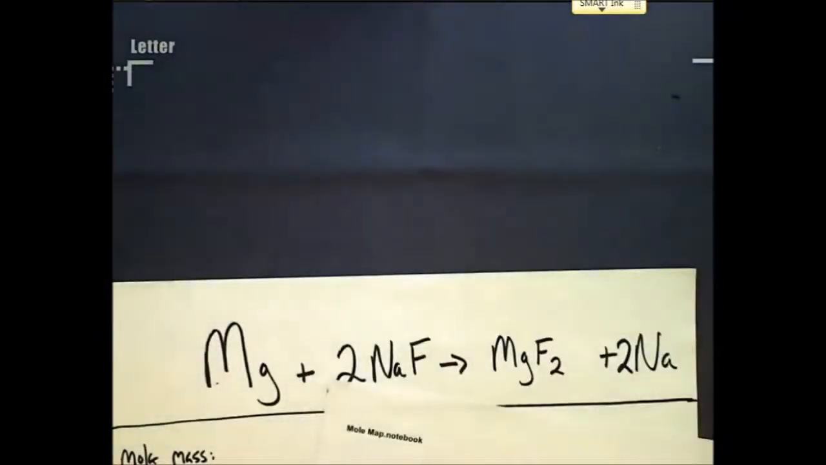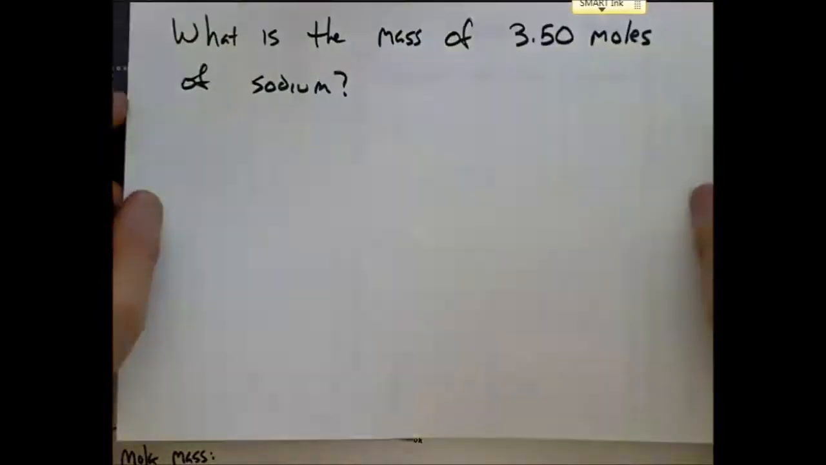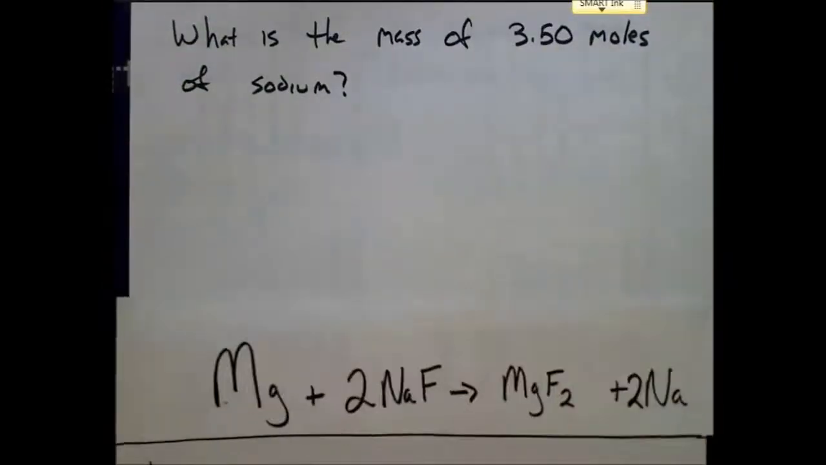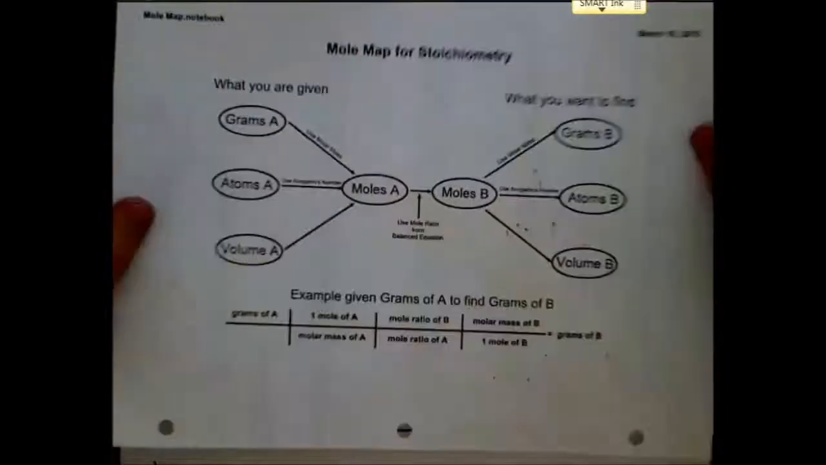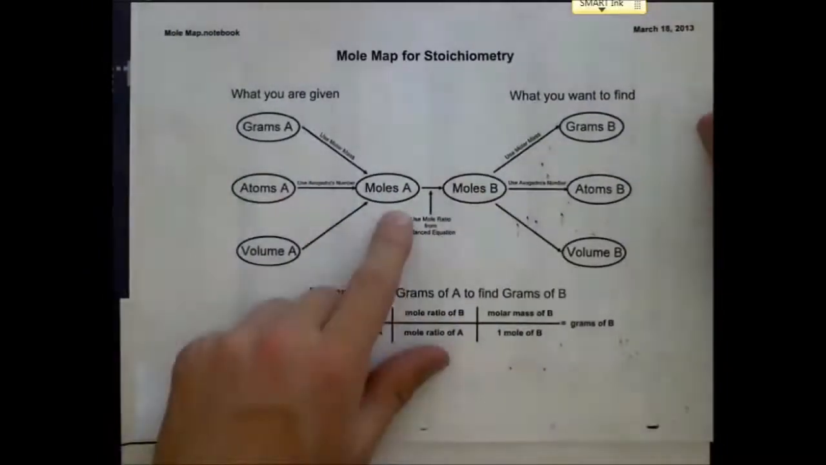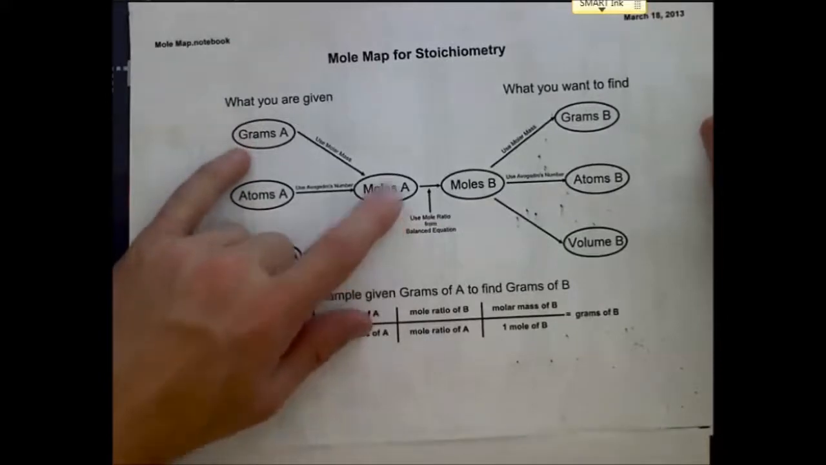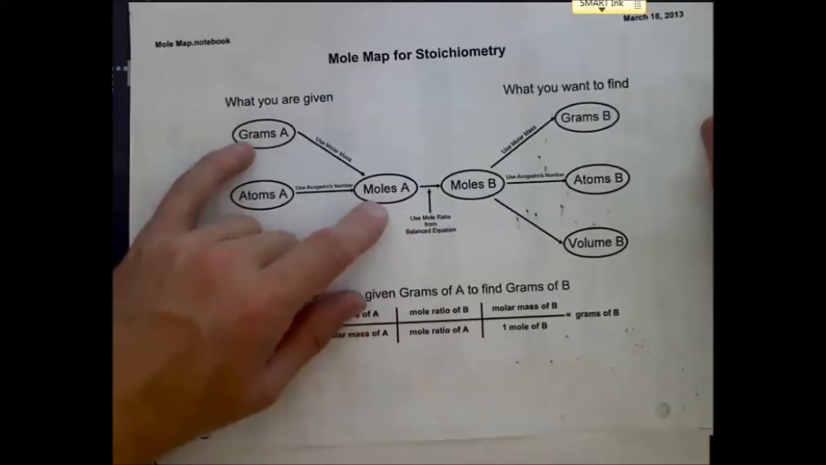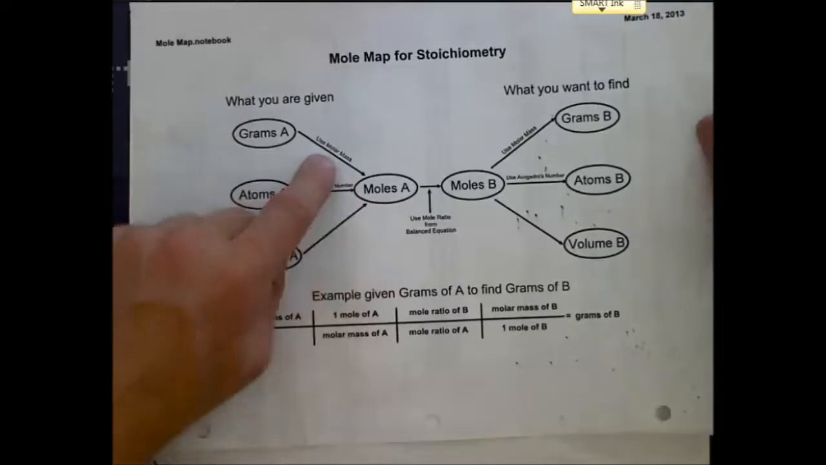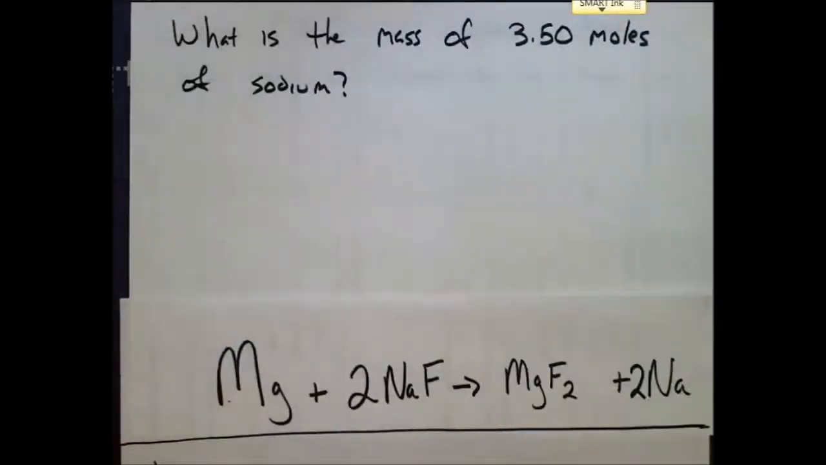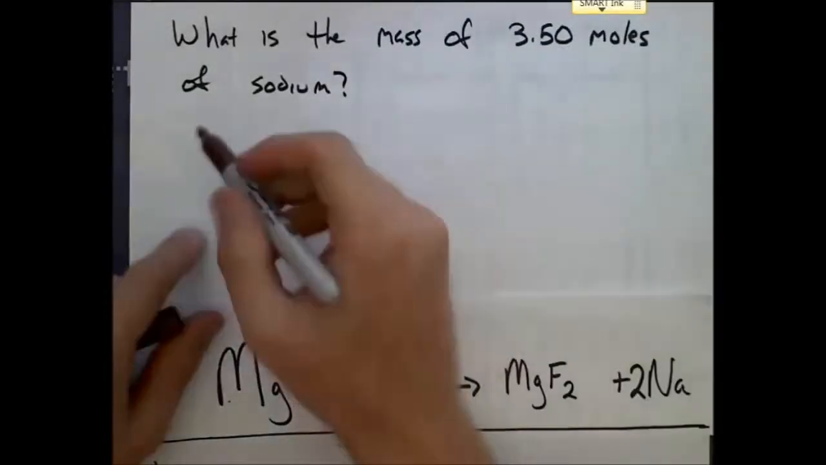Let's see one that's got a little bit different focus. What is the mass of 3.50 moles of sodium? Well, we've got moles of something, and it wants mass. It doesn't say what of anything else, so we have to assume it's the same thing. Moles to grams, that's still only a one-step conversion, and it says we need to use the molar mass. These are conversions that we've been doing for a long time now. Use our given.